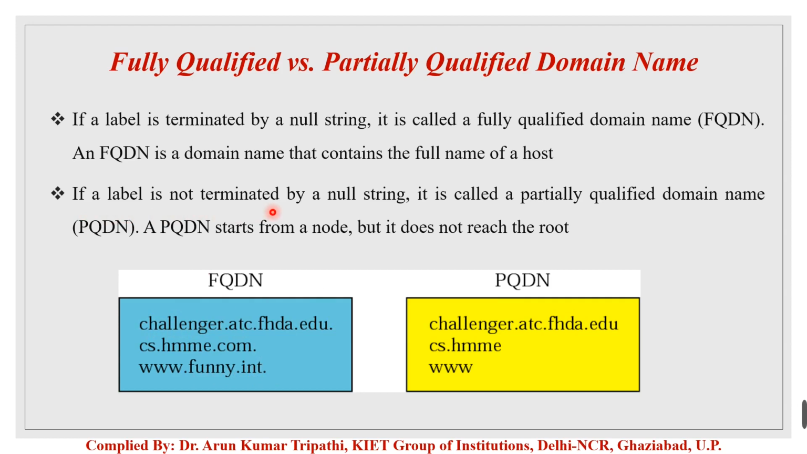While if a label is not terminated by a null string, meaning the dot is not there, or after the dot there is something, it is called a partially qualified domain name. A partially qualified domain name starts from a node but does not reach the root. For example, here cs.hmme.com is not fully specified. So this is known as a partially qualified domain name.